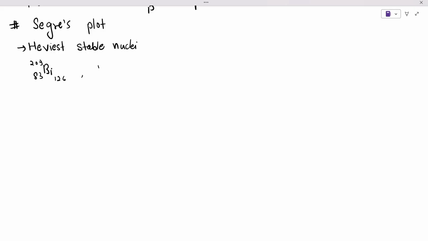Next, we will discuss Segre's plot. We draw Segre's plot for heaviest stable nuclei. For example, bismuth, which has 83 protons, 209 as mass number, and 126 neutrons. Here, neutron by proton ratio is 1.51.